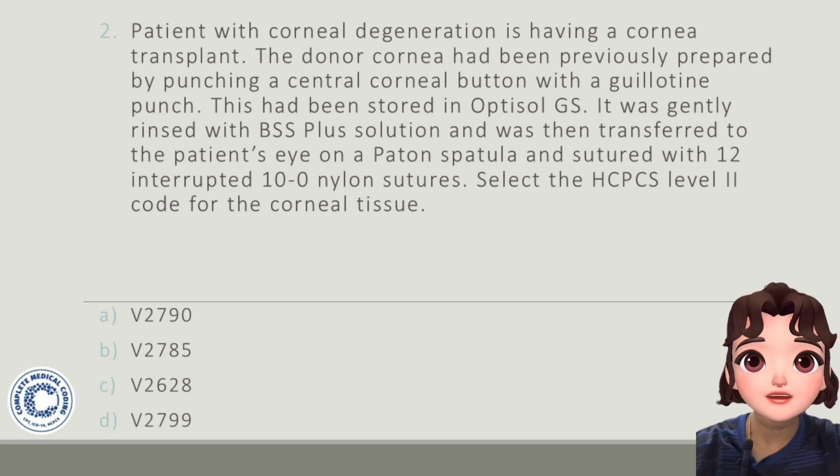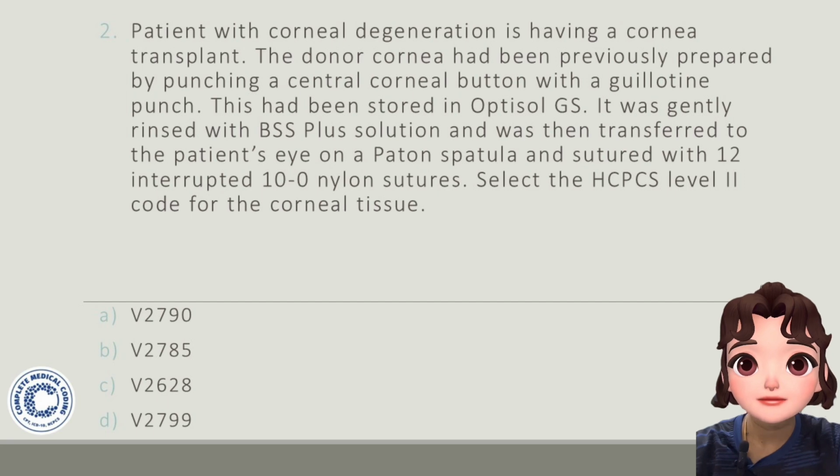So here we have to code for the corneal tissue. HCPCS code for the corneal tissue. We can directly go to the options one by one. What is V2790? V2790 represents amniotic membrane for surgical reconstruction per procedure. V2785, next option. V2785 represents processing, preserving and transporting corneal tissue.